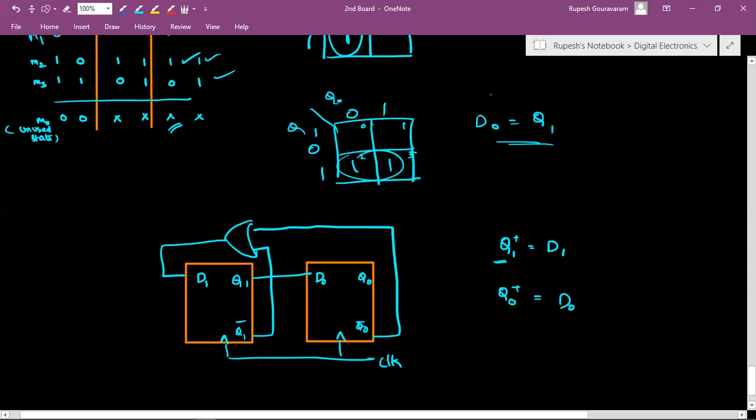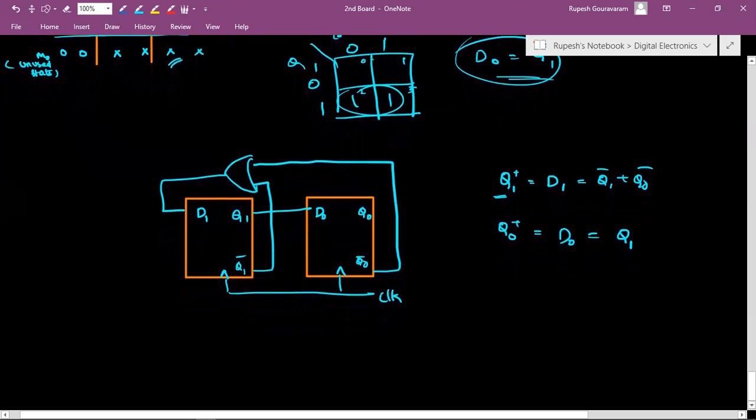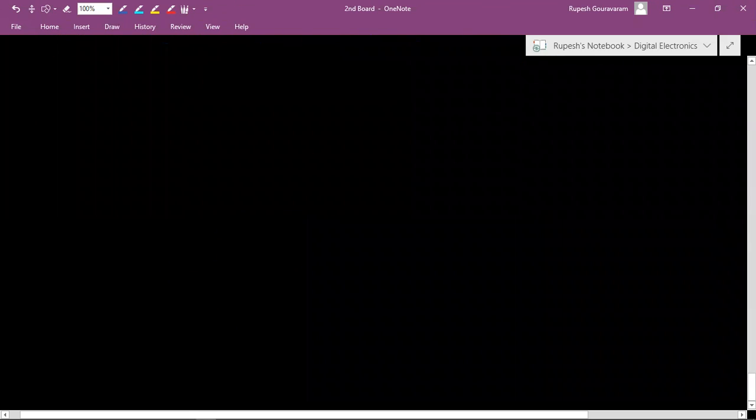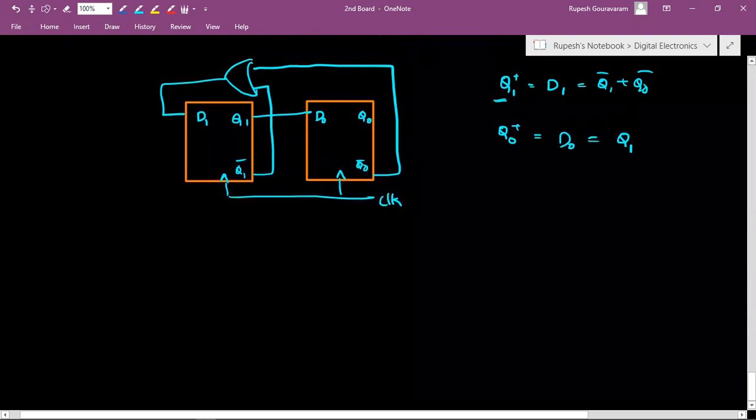And from this simplified K-map, we can say D1 is equal to Q1 bar plus Q0 bar and D0 is Q1. Okay. Now we have designed the circuit. One part is over. Now they are asking, check whether the circuit is self-starting or not.